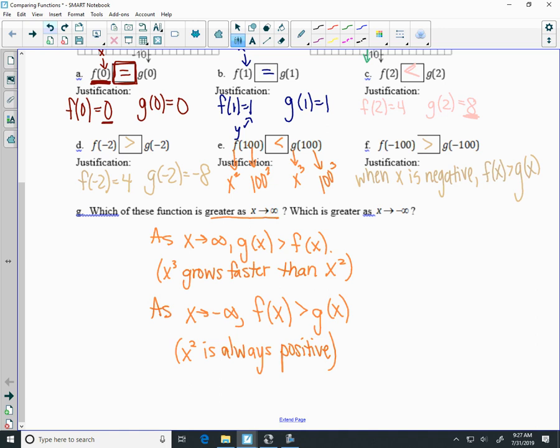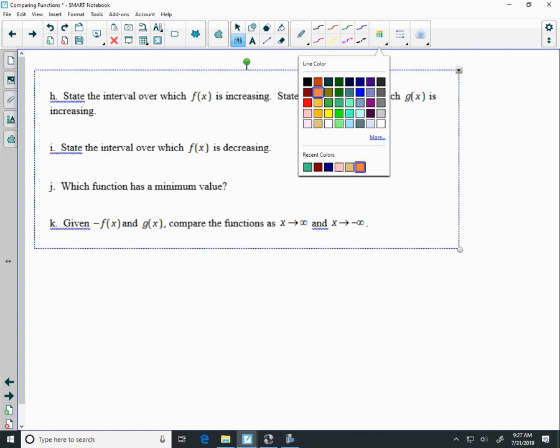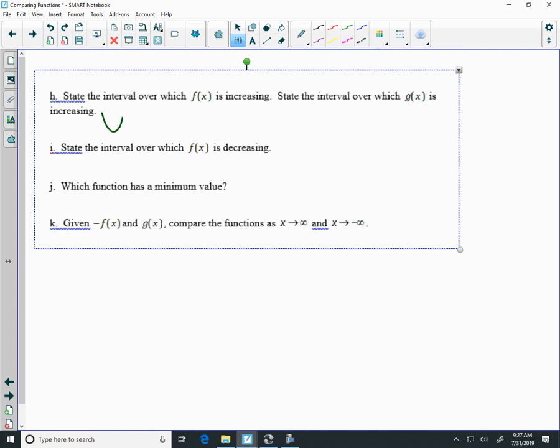We're going to do a little more work here with these two functions before we move on. State the interval over which f of x is increasing. So increasing, you're just looking for that uphill, and f of x is your parabola. So it's increasing from 0 to infinity. We write that in interval notation and we use parentheses because at 0, 0 is a turning point, so that's not a place where you're increasing, but just to the right you are.